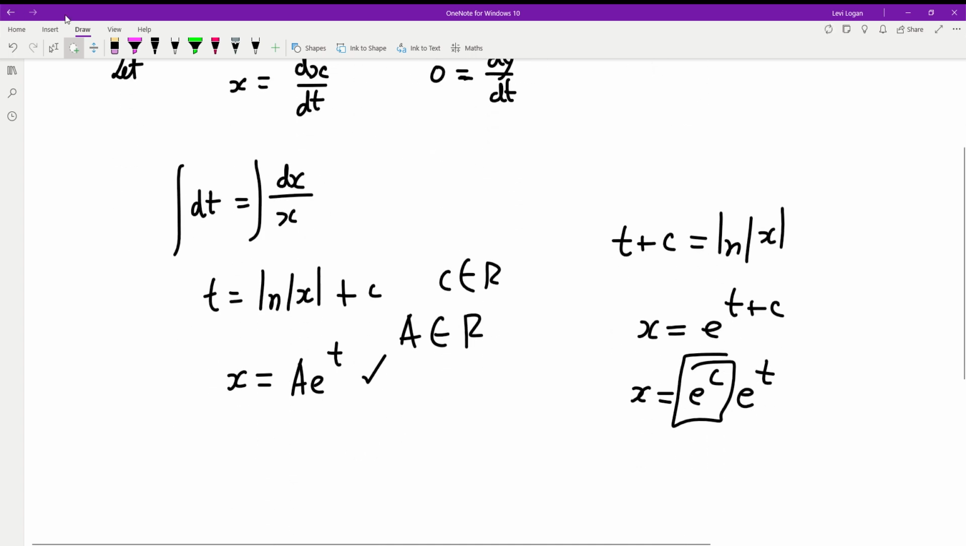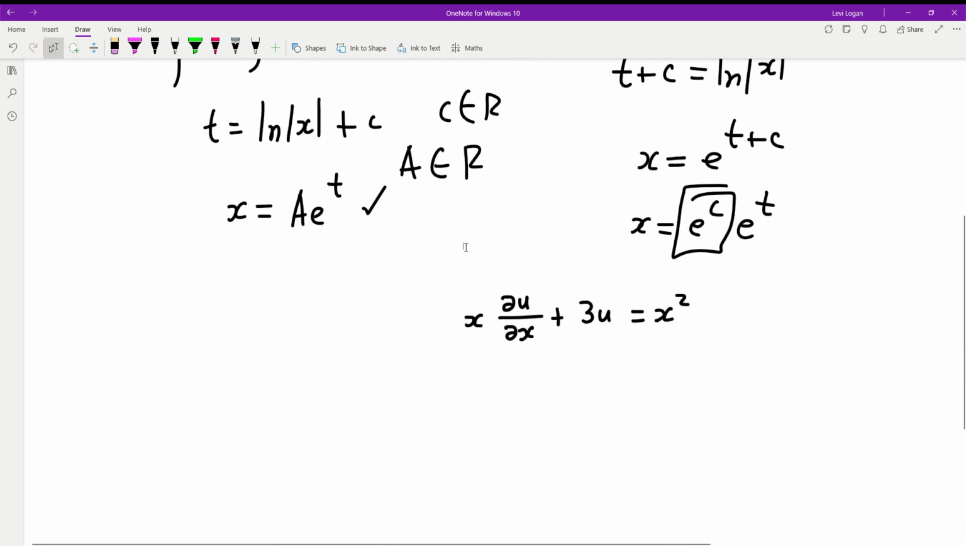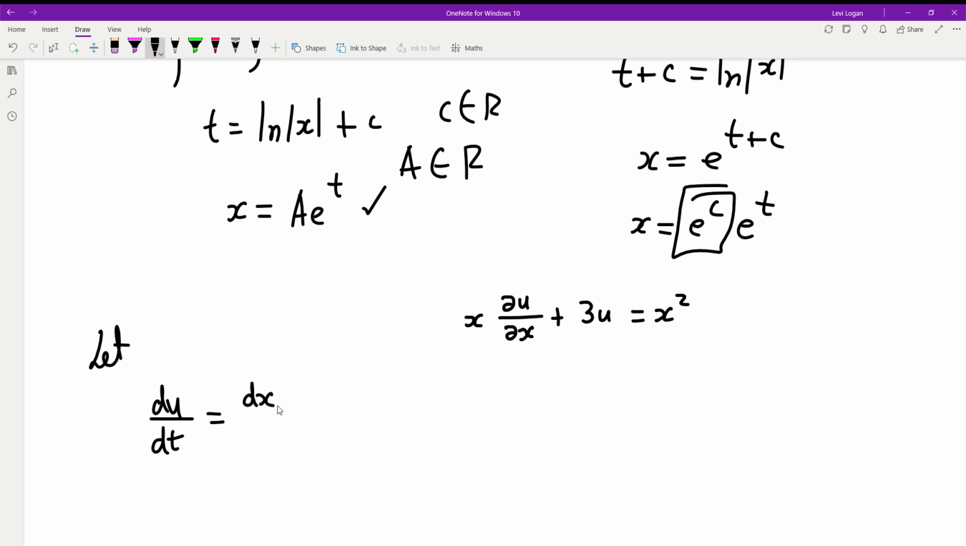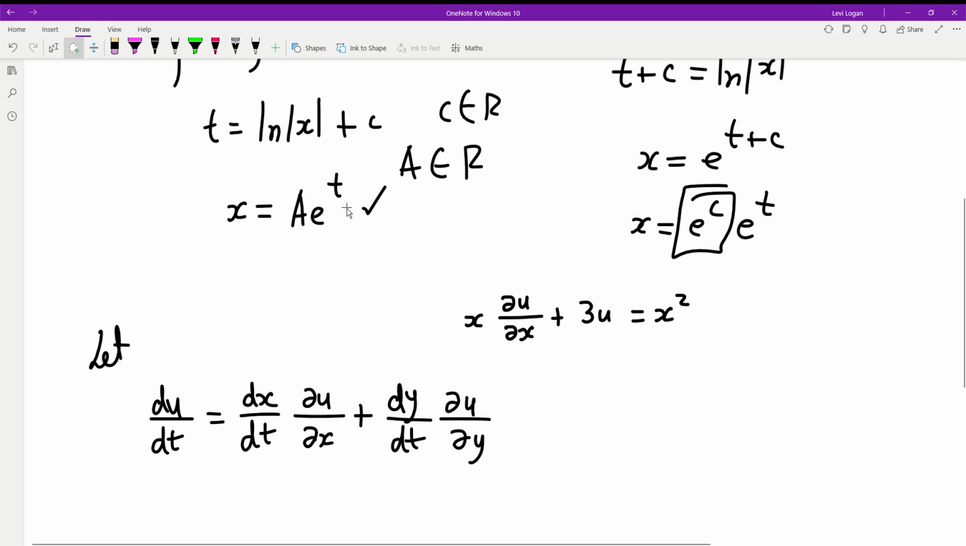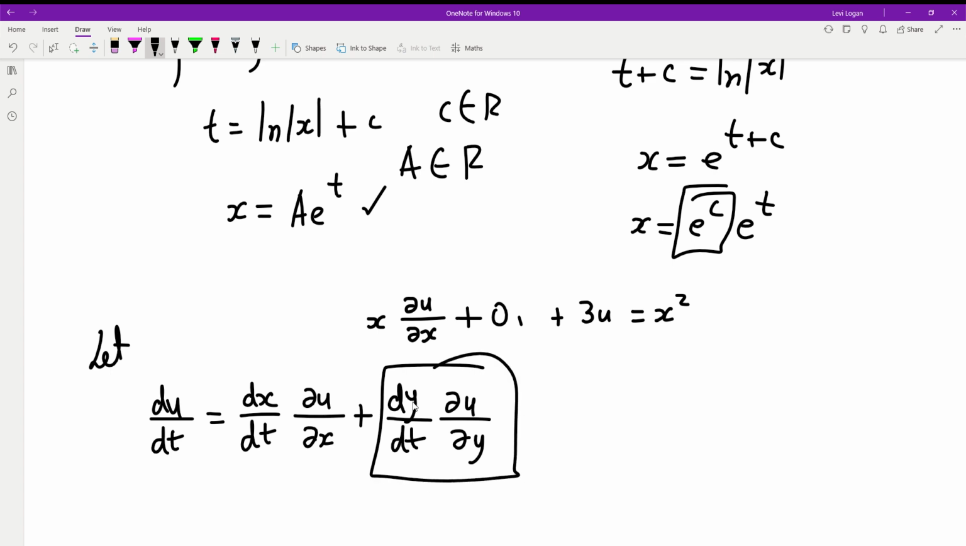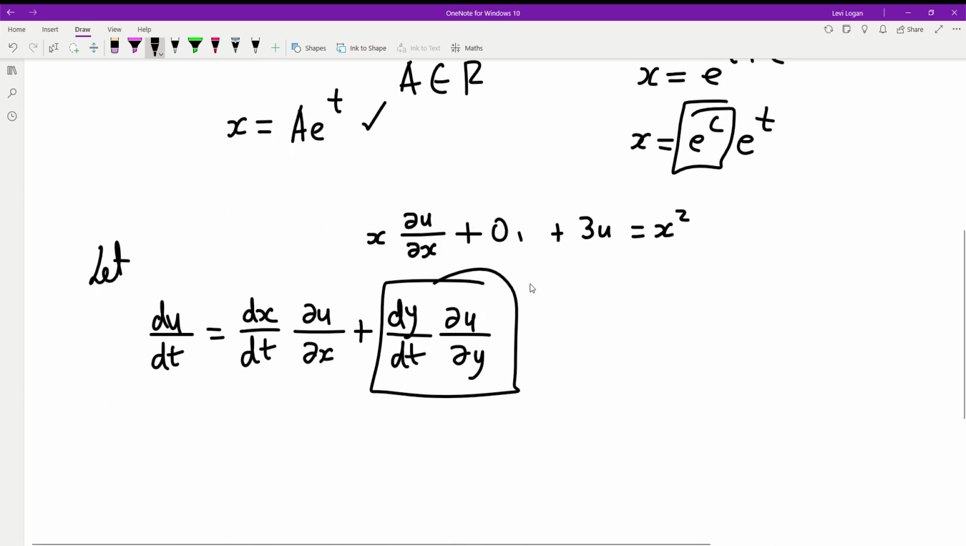I'm going to let du/dt be equal to dx/dt multiplied by the partial derivative of u with respect to x, plus dy/dt multiplied by the partial derivative of u with respect to y. Now, technically, I do have that in my differential equation here. All I have is a zero term here, which accounts for this term here, because dy/dt is 0.